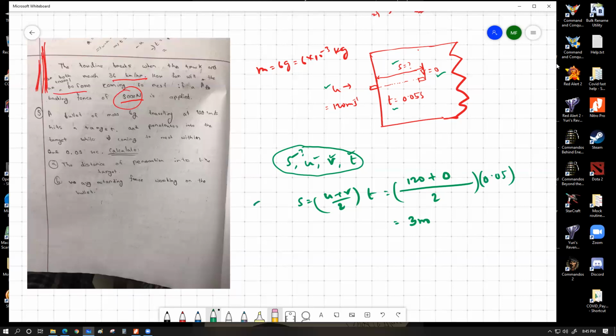This is for our option choice A, and for option choice B, we are trying to calculate the force. Now the formula for force is F equals ma. Since we already know m, to calculate the total force we need to find the acceleration. With the available numbers we can easily calculate acceleration. Acceleration equals V minus U divided by T, which is going to be 0 minus 120 divided by 0.05.